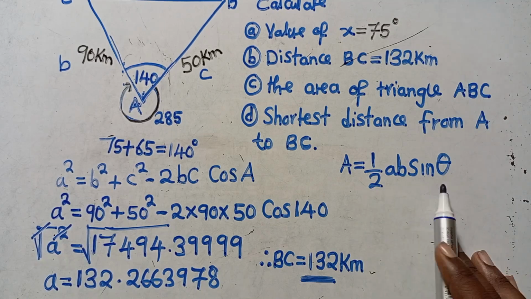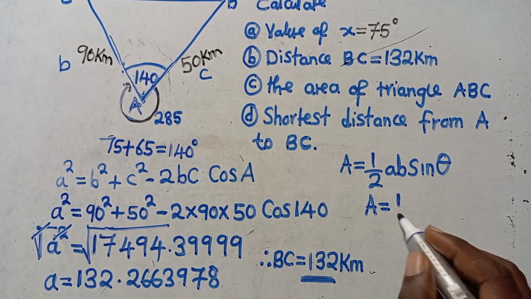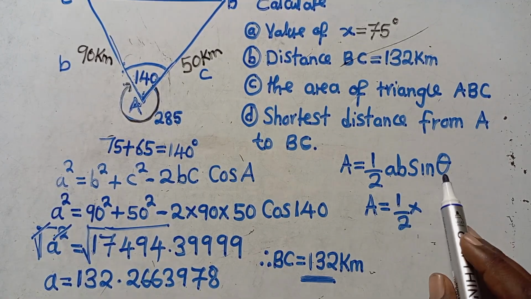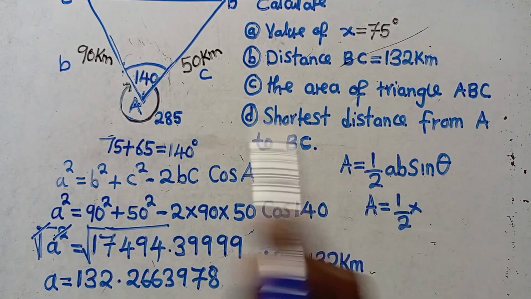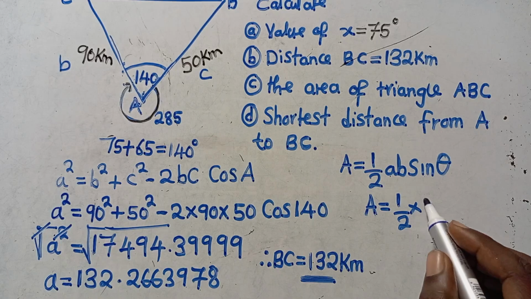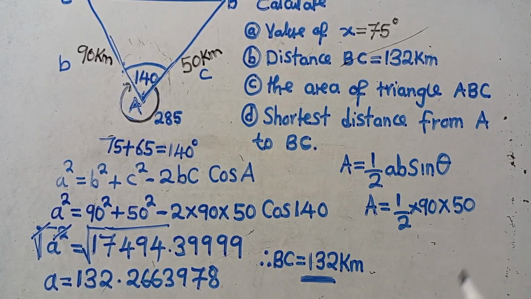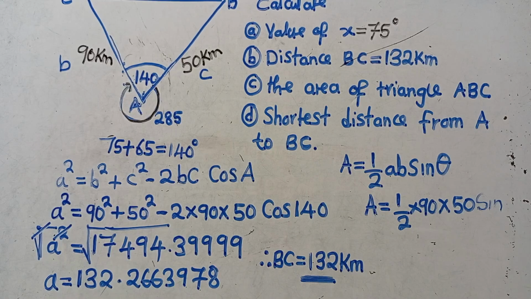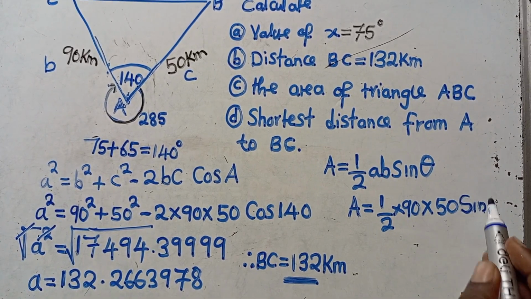So you need to know this formula, where I say A, which is the area, is equal to half times, what is A and B? A and B are the two sides that are putting that theta in the middle. So the two sides, 50 and 90, are the ones that are putting this 140 in the middle. So I'm going to say 90 times 50. I can start with any, there is no problem and nothing will be affected. Then I say sine what? Sine 140. I guess you are able to see what I'm doing.